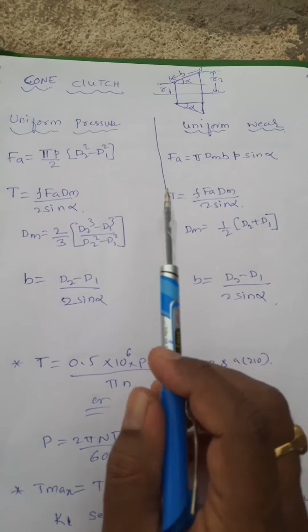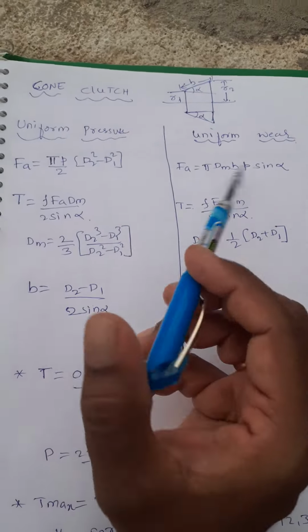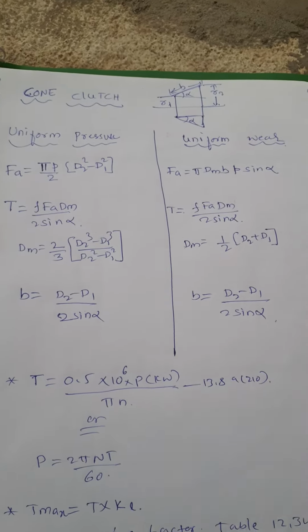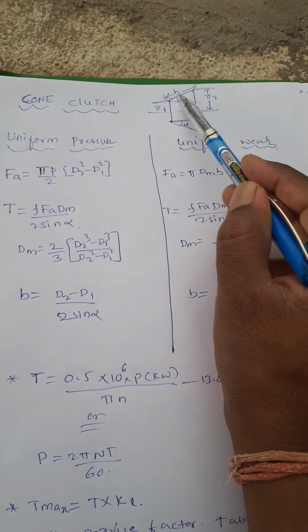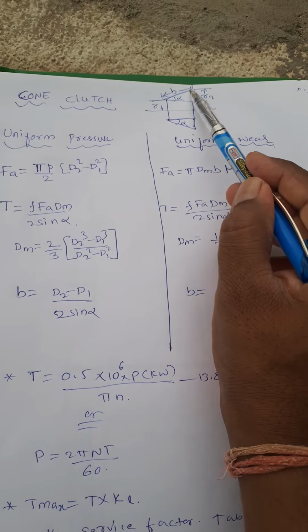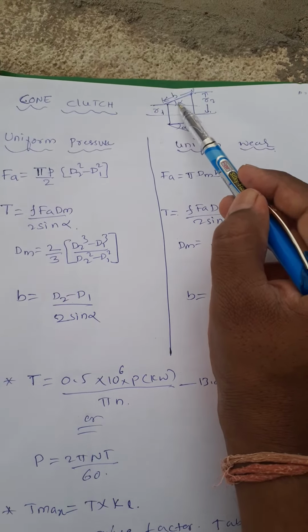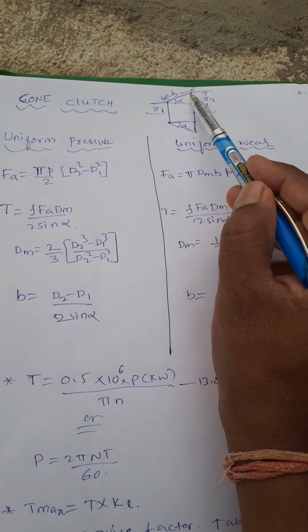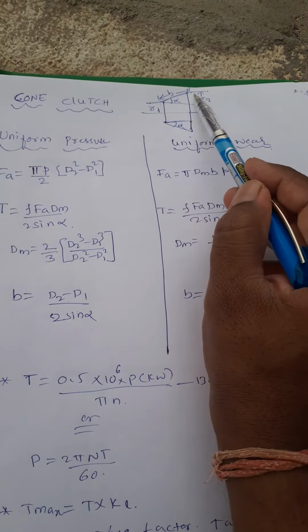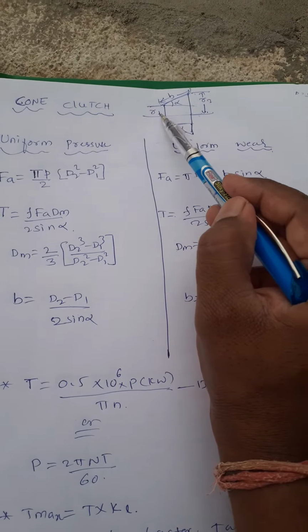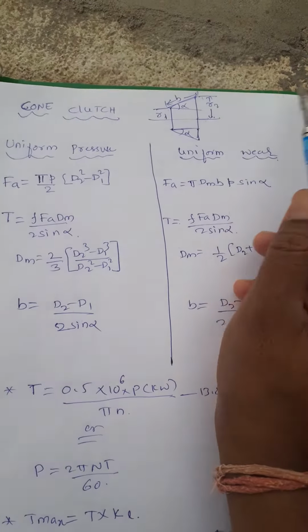Today we will discuss the cone clutch design, the complete design of the cone clutch. See here, this is a cone, the surface where it is going to be in contact, with angle alpha. This is the face width b which is going to be considered. This is R1 inner, R2 outer, right? Or we can say R1 smaller, R2 larger.